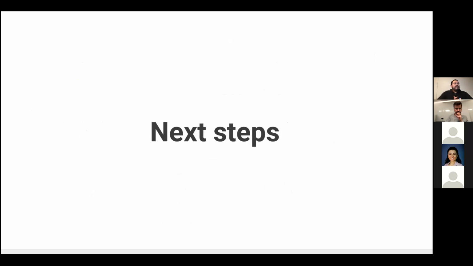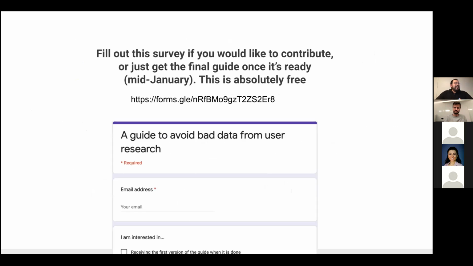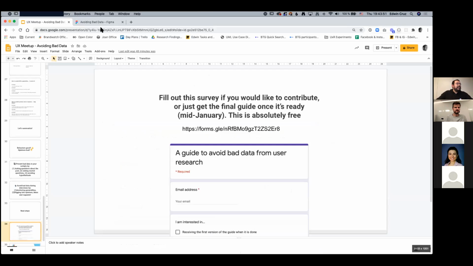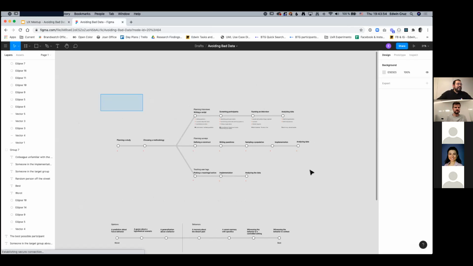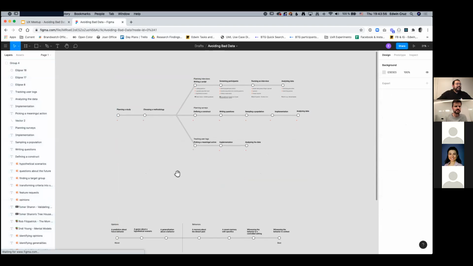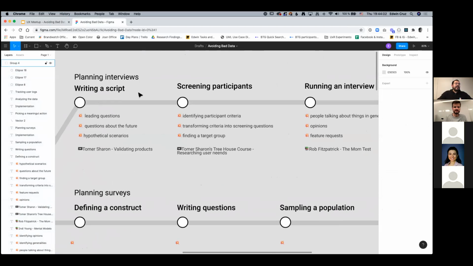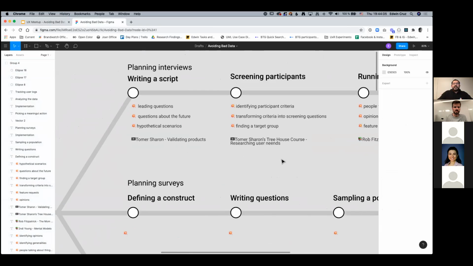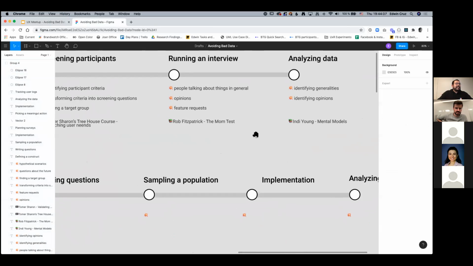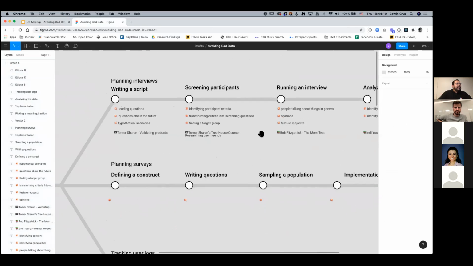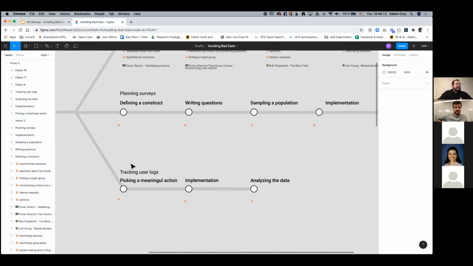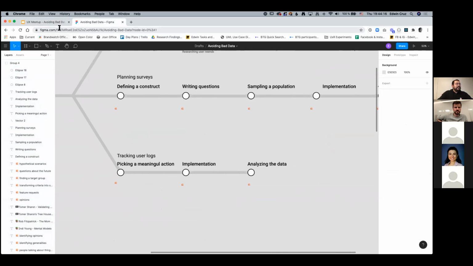So that is my talk for today, but here's my call to action to you and the next steps. If you would like to see the final version, I can show you just really quickly. I'm still working on this. I'm working on a master map of all this, along with the resources. Because by the way, I didn't come up with all this stuff. Obviously, there's a bunch of very smart people who figured this out, and I just happen to have read a lot of the stuff. My plan is to continue with surveys and then tracking user logs.